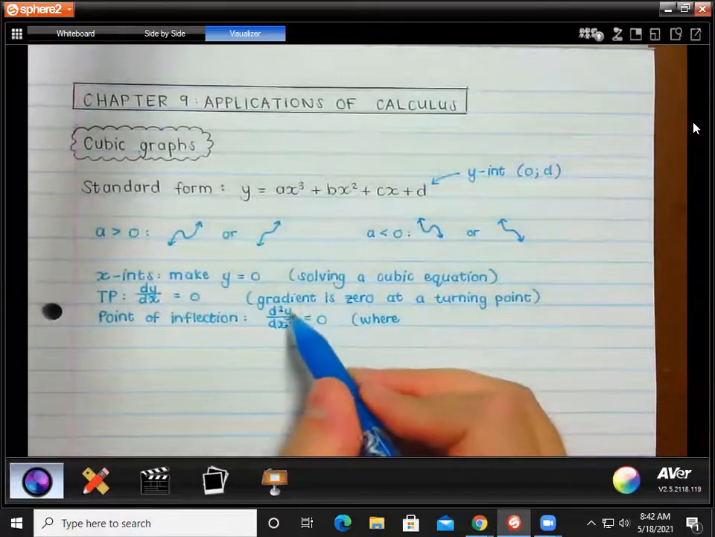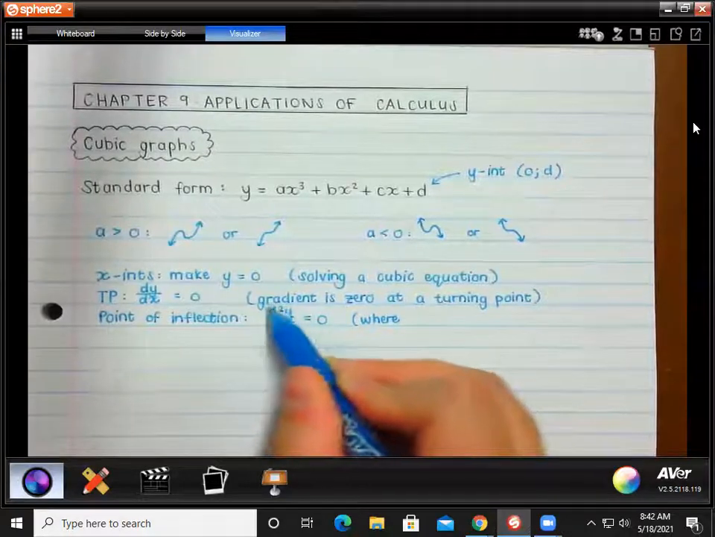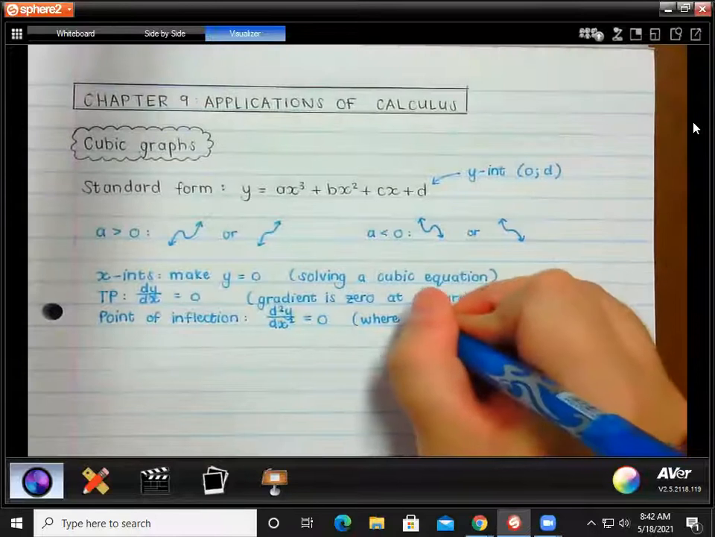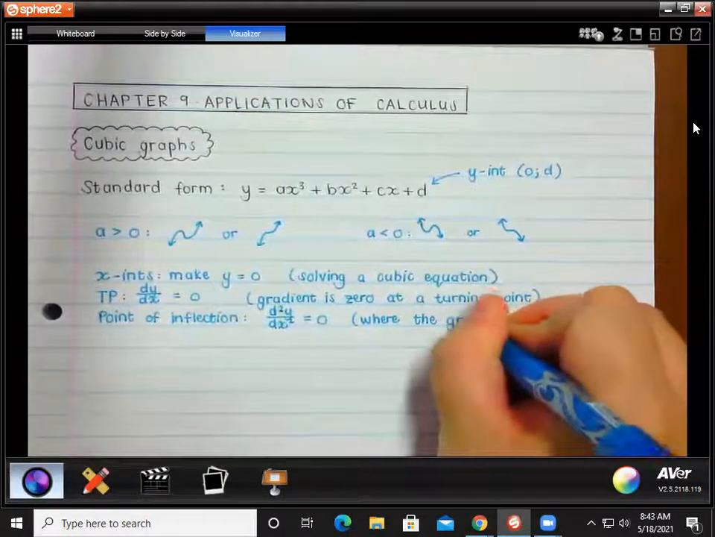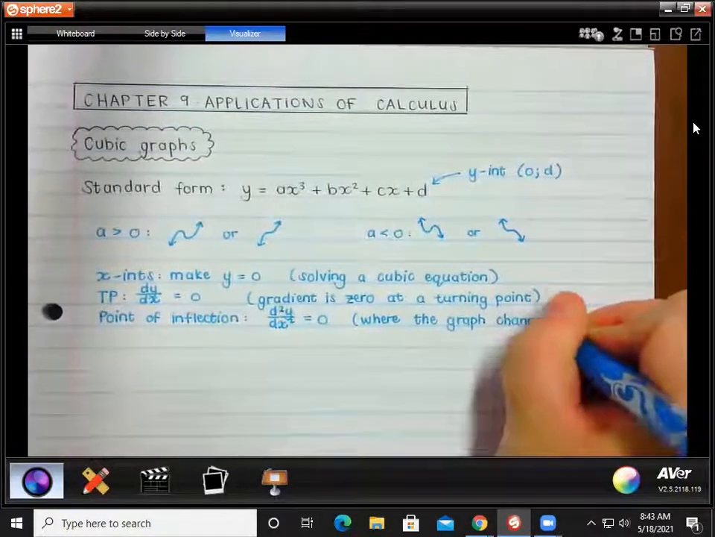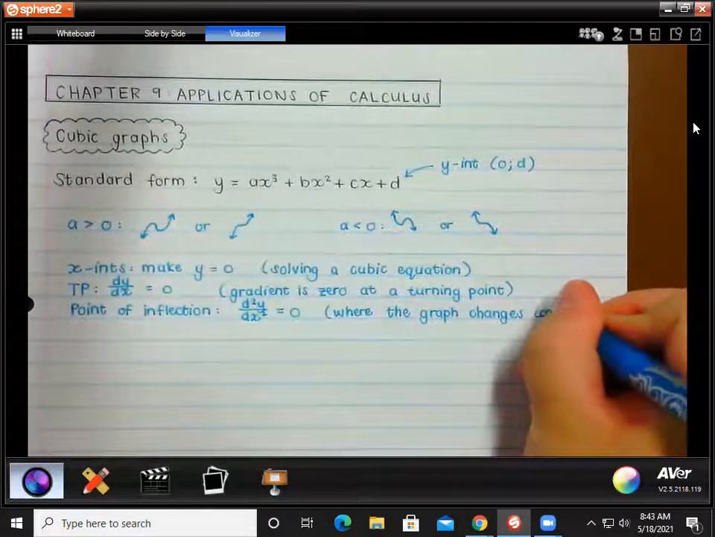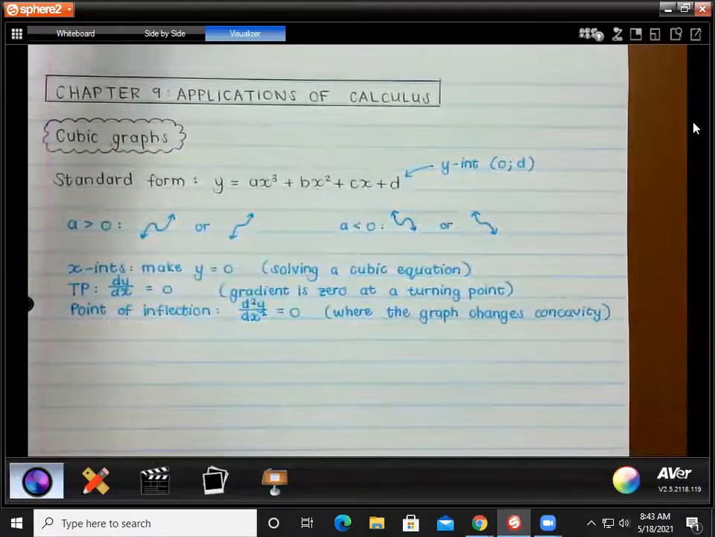That's just a notation, so that's what we did in AP as well. It's the second derivative, so d squared y over dx squared. Where the graph changes concavity.